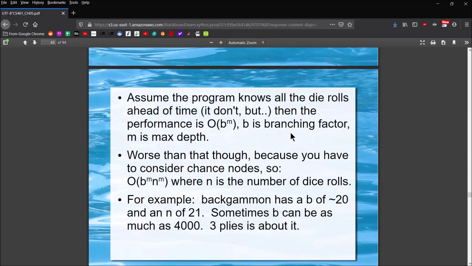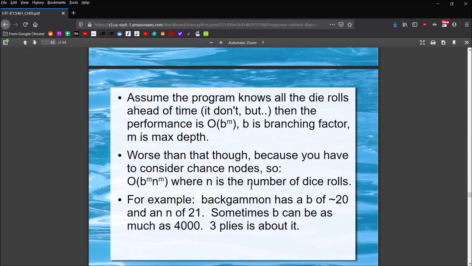Alright, so some performance things here. If the program knows all the die rolls ahead of time, it doesn't, but assuming that it did, then what's your performance? Big O of b to the m, where b is the branching factor and m is the max depth. So not very good. It becomes even worse than that, though, because you have to consider chance nodes also. So you have to multiply that b to the m times n to the m, where n is the number of dice rolls that happens. So consider the performance here. Backgammon is going to have a branching factor of about 20, and a number of die rolls of about 21 to be able to get to terminal states. That's going to be the depth there.